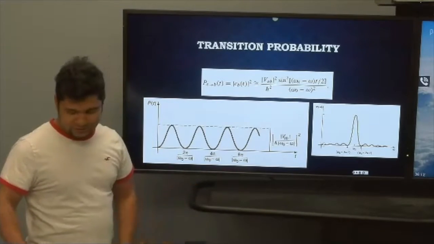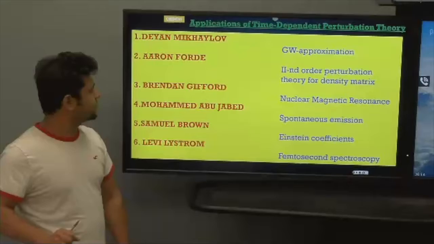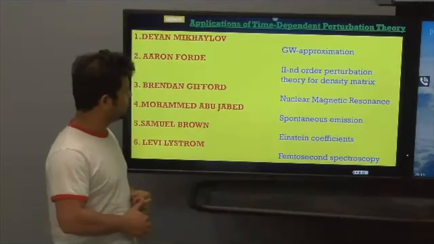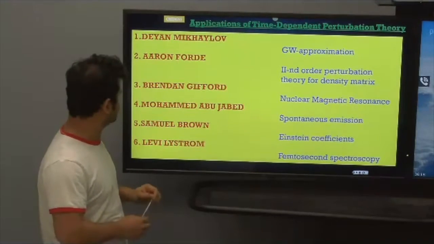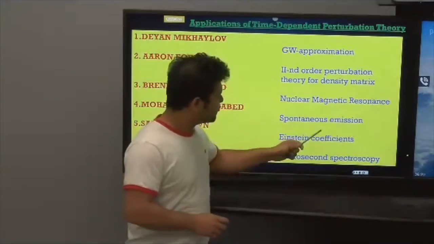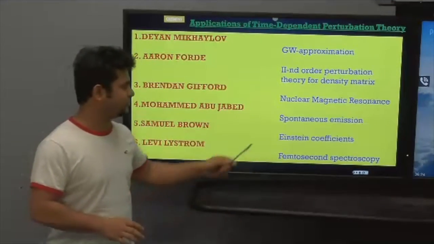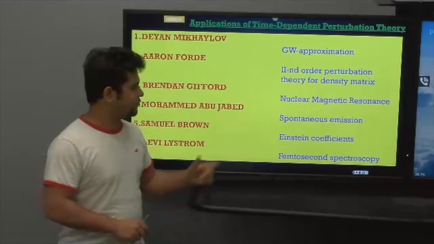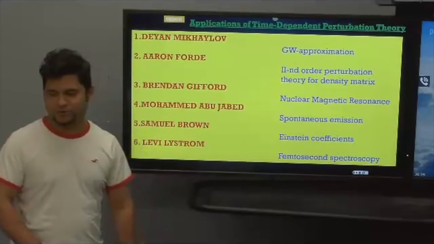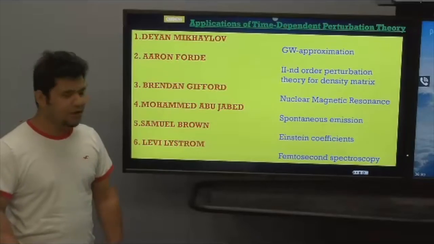So this is one result of the perturbation theory. After this chapter, we presented spontaneous emission. I solved these coefficients, the Einstein coefficients, and we can use this information for emission calculations and photophysics. Thank you.